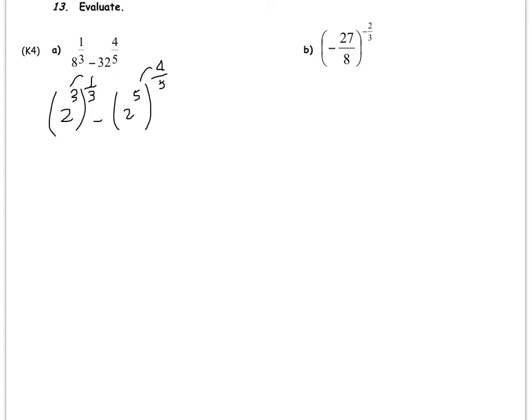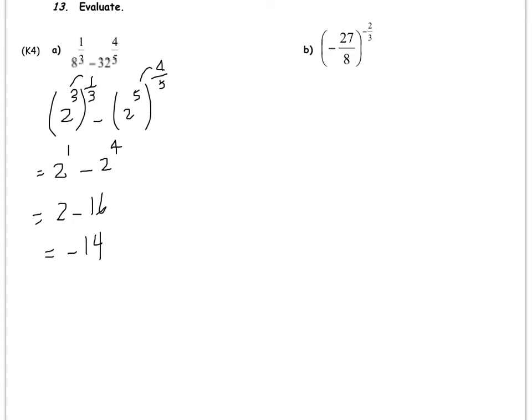Again, I'm going to distribute 1 over 3 and 4 over 5 inside the bracket. Power of power, we are going to multiply the exponents, so 3 times 1 over 3 is going to give me 1, minus 5 times 4 over 5 is going to give me 20 over 5, which is 4, so it's going to be 2 exponent 4. But 2 exponent 1 is 2, 2 exponent 4 is 16, so 2 minus 16 is going to give me negative 14.